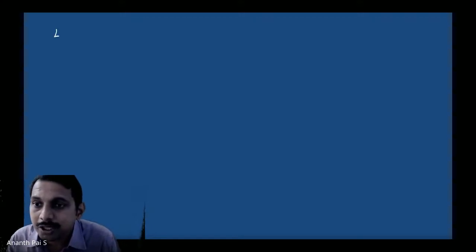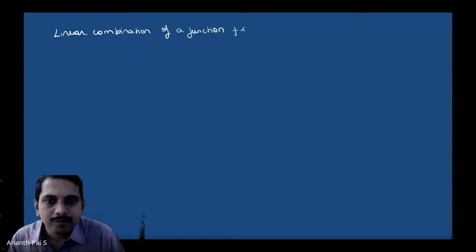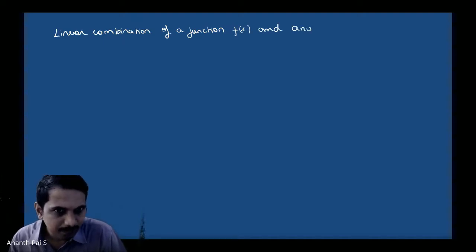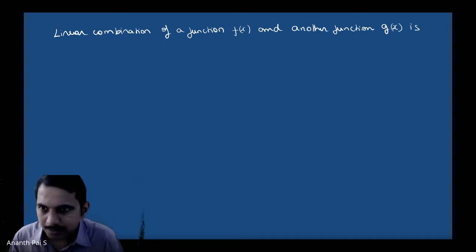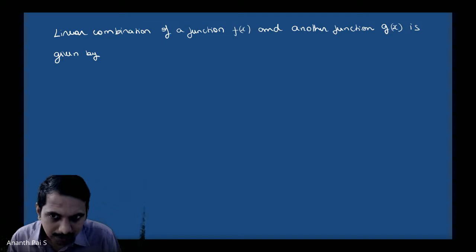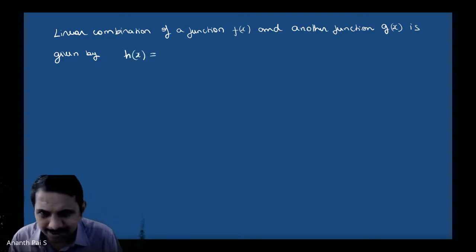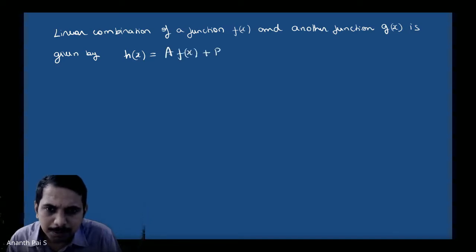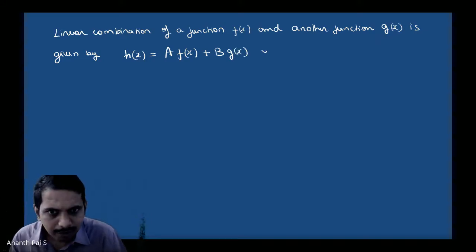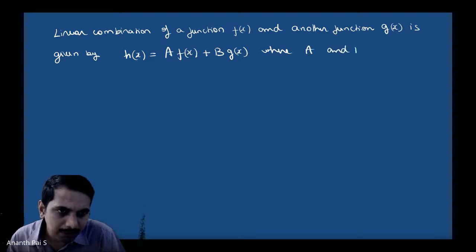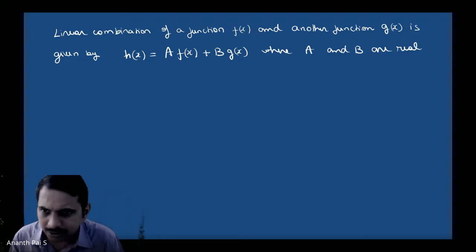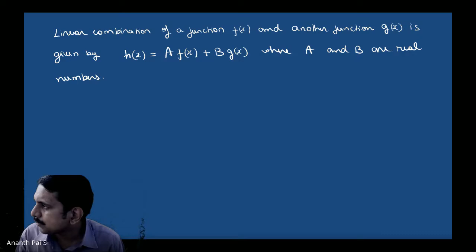Now, what do you mean by linear combination? Linear combination of a function f of x and another function g of x is given by, say, h of x equals a f of x plus b g of x, where a and b are real numbers. You have a linear combination.